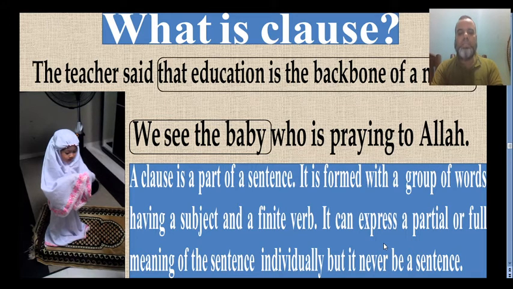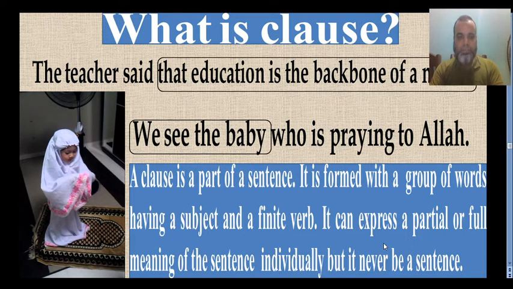So, what is the definition of clause? A clause is a part of sentence. It is formed with a group of words having a subject and a finite verb. It can express a partial or full meaning of the sentence individually, but it can never be a sentence. Whatever we have found from this definition, a clause is a part of a large sentence where there should be a subject and a finite verb. In a sentence, there are a subject and a verb. In a clause also, there must be a subject and a finite verb. But a clause can never be a sentence.